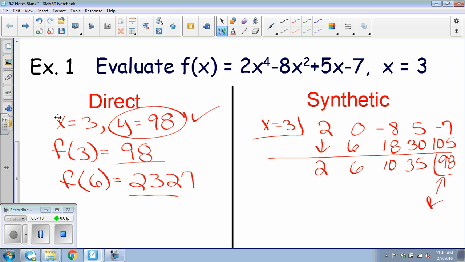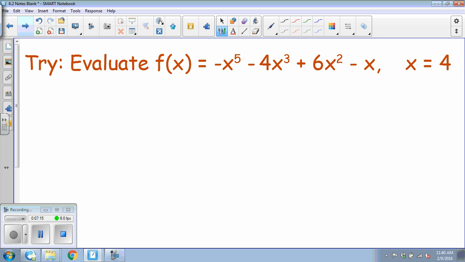I told y'all it was easy. Okay. Do this one. So they're wanting us to find f of 4. What'd y'all get? Negative 1,260. You should have gotten negative 1188. So if you didn't get that, you put something in your calculator wrong.